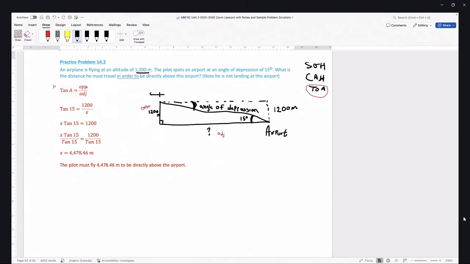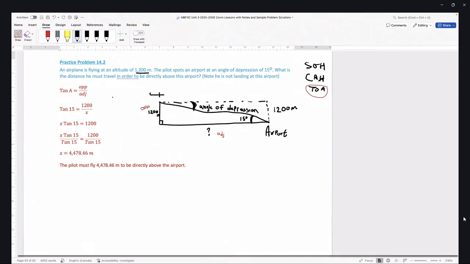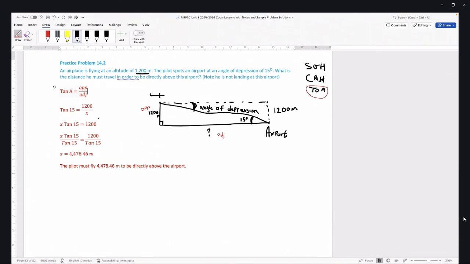Formula is down, opposite over adjacent. Now let's do the substitution. The angle is 15 degrees, so tan of 15 equals the opposite side, 1,200, over this side right here, which is going to be x. We can use any letter. It's up to you. In this case, we use x.